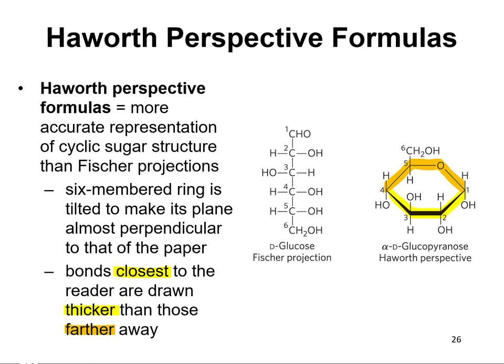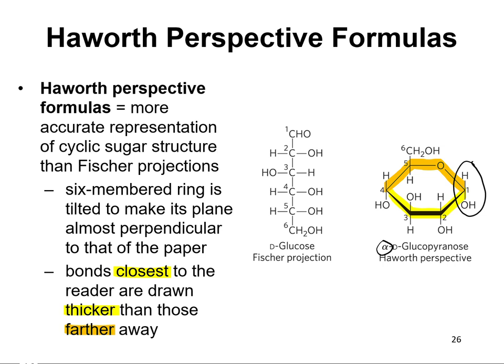So that helps in visualizing the molecule itself, and it's more accurate than the Fisher projection. Whenever you see a molecule represented like this, a cyclic sugar, always look for whether or not it's alpha or beta. So the hydroxyl group is in the down position. We're looking at alpha. This corresponds to any ring structure, not just glucose.